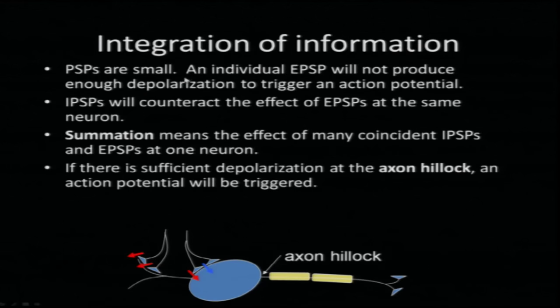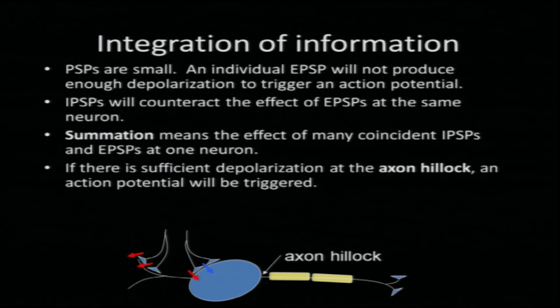So, these postsynaptic potentials are small. An individual neuron, as I said, will not produce enough depolarization. Similarly, the inhibitory postsynaptic potential will counter the effect of the excitatory. So, as I told you, if you look at this, multiple neurons descend on a dendrite or a body of the neuron called the axon hillock, where the axon is starting. And all these inputs, whether they are excitatory postsynaptic potentials, postsynaptic is this, presynaptic is before the gap. Some of them may be excitatory, some of them may be inhibitory. So, there is a summation which goes on.